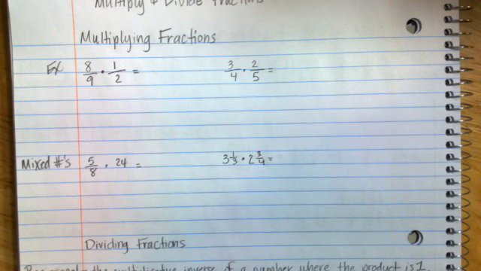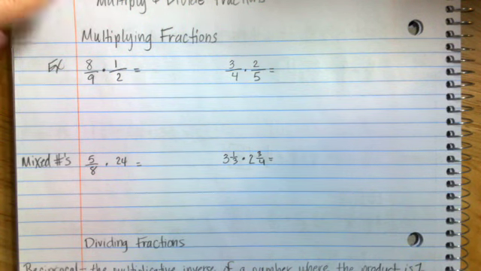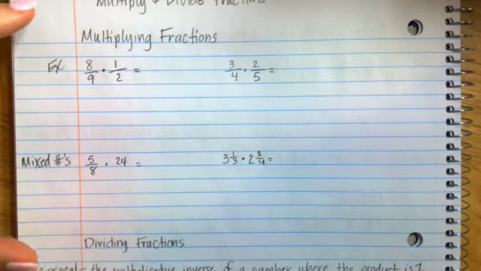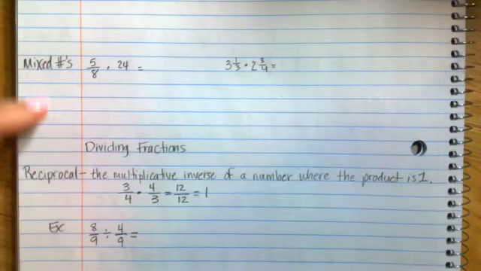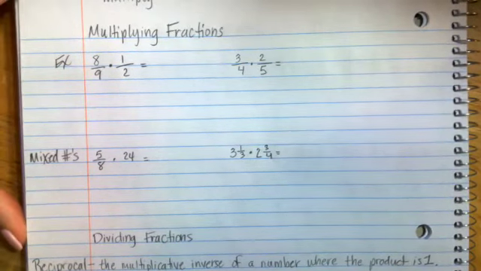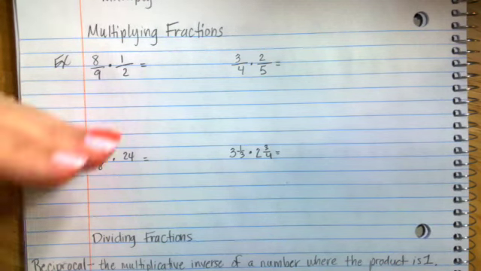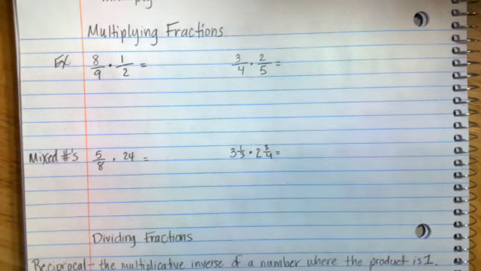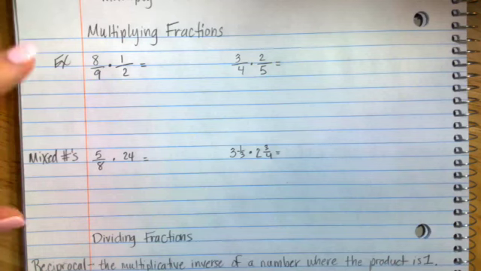In this tutorial, we are covering multiplying and dividing fractions, and we're going to do it in chunks. We're going to do multiplying first, and then we're going to come down here and talk about dividing. All right, so multiplying fractions. You just multiply straight across. You don't have to worry about having a common denominator, nothing like that, okay?